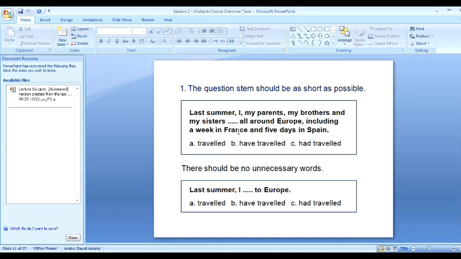So what makes a good multiple choice grammar test? The stem should be as short as possible. Having a long stem means we are misleading our pupils in getting the correct answer. So it could be like this: "Last summer, I to Europe." A, I traveled; B, I have traveled; C, I had traveled. So what makes a good multiple choice grammar test? The stem should be as short as possible.